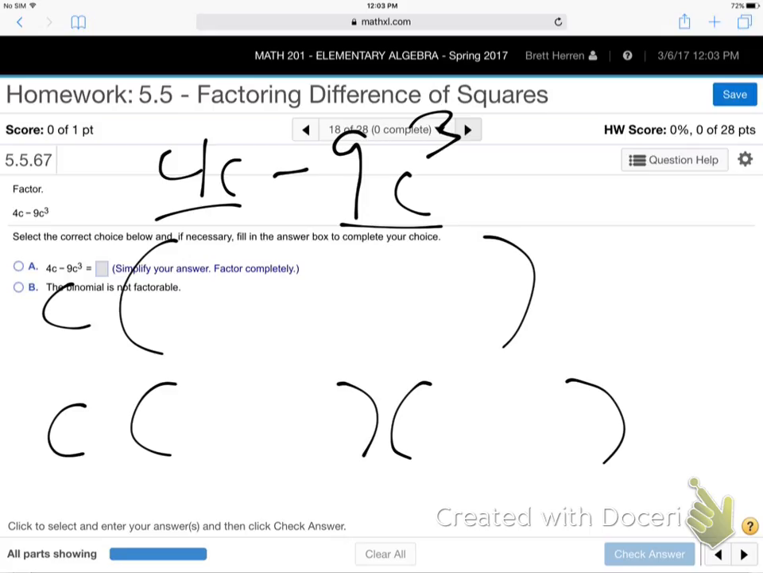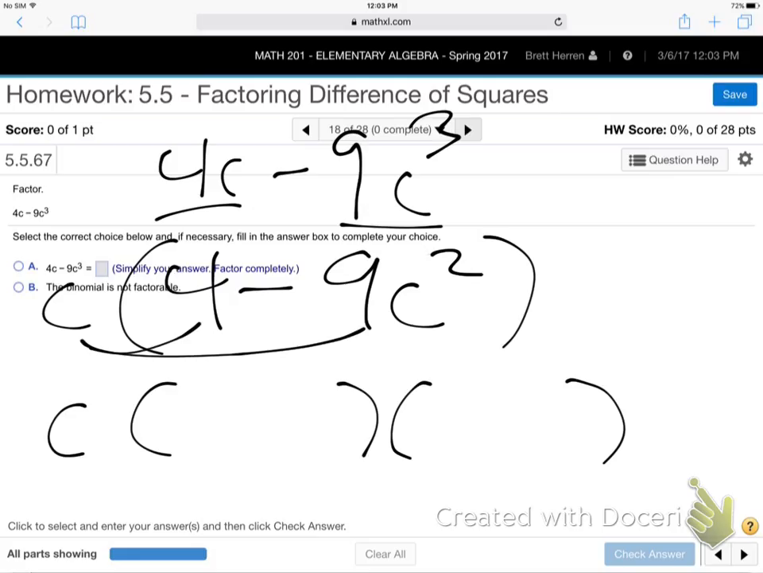So what does it leave inside? 4 minus 9c squared. Is that good? Is that making sense so far? Right? Because if I multiplied that c to both those, it would go back to 4c and 9c cubed, wouldn't it? Now, do the FL, right? So do the FL.